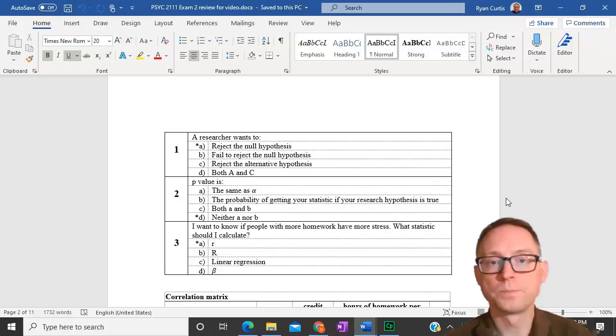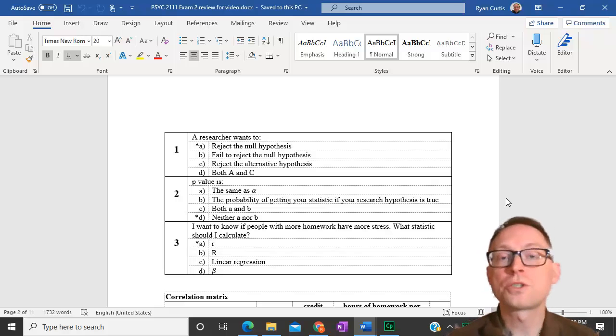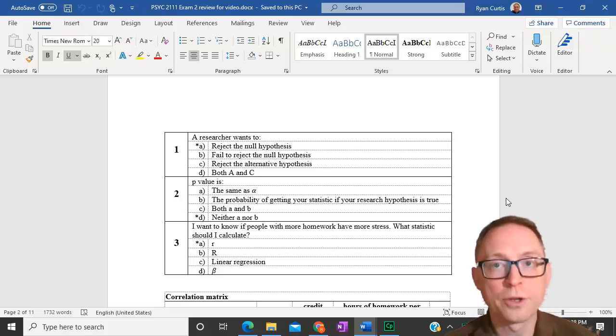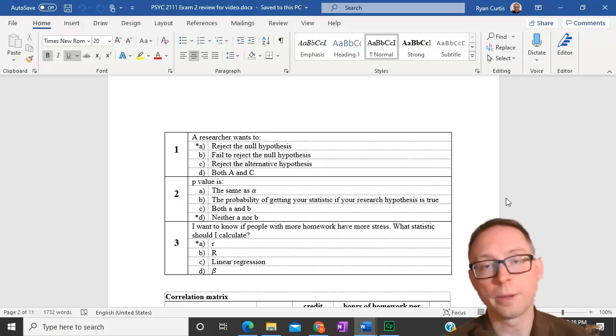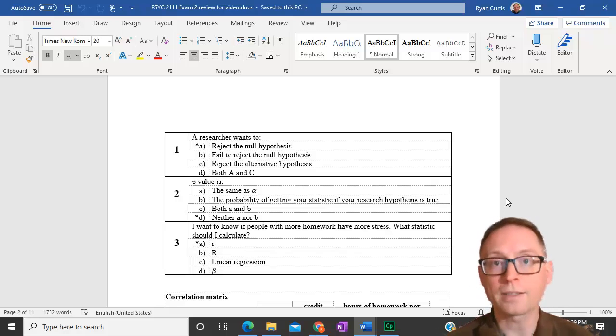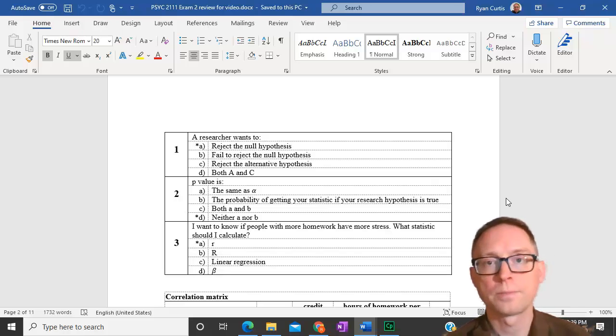Question 1. A researcher wants to reject the null hypothesis. The alternative hypothesis is your hypothesis, the one you want. So for example, if my hypothesis is that studying gets you a better grade, then the null hypothesis is studying has nothing to do with getting a better grade. I want to reject that null hypothesis. The alternative hypothesis would be that studying gives you a better grade. So you want to reject the null hypothesis.